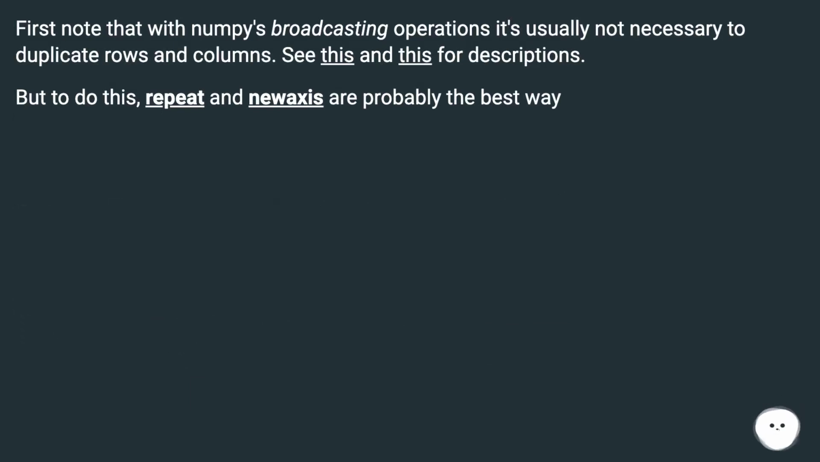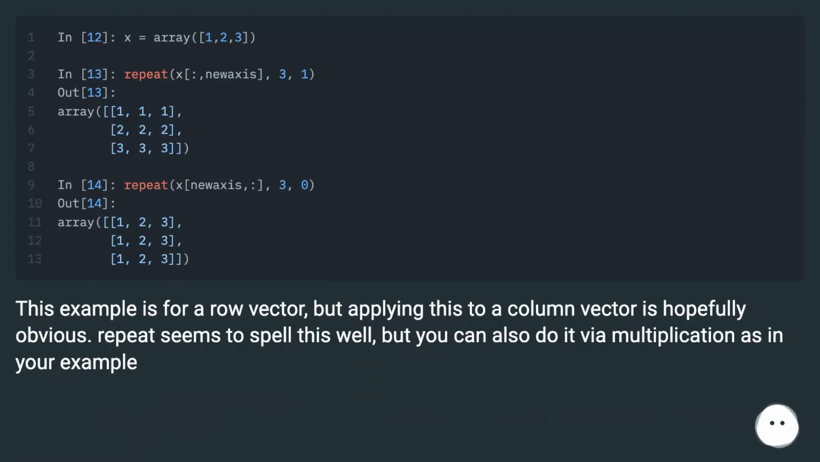First, note that with NumPy's broadcasting operations it's usually not necessary to duplicate rows and columns. See this and this for descriptions. But to do this, repeat and new axis are probably the best way. This example is for a row vector, but applying this to a column vector is hopefully obvious. Repeat seems to spell this well, but you can also do it via multiplication as in your example.